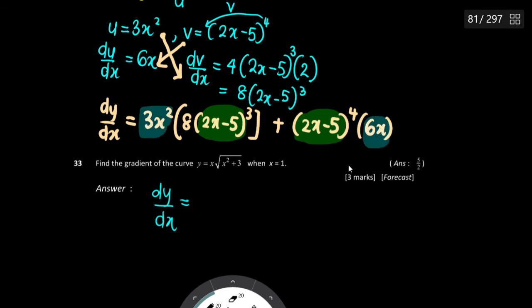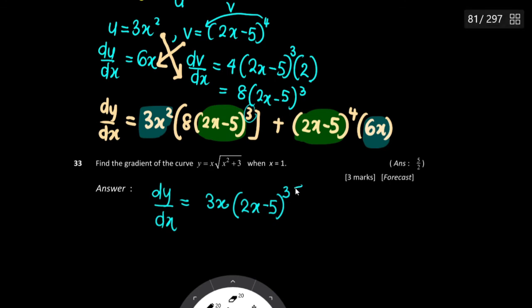3x, 6x. Both of them have common factors, right? So this is what we are going to do now. I'm going to factorize 3x. I'm going to take out 3x. Then I'm also going to take out 2x minus 5, with the smallest power, power 3. Take out the smallest power first.